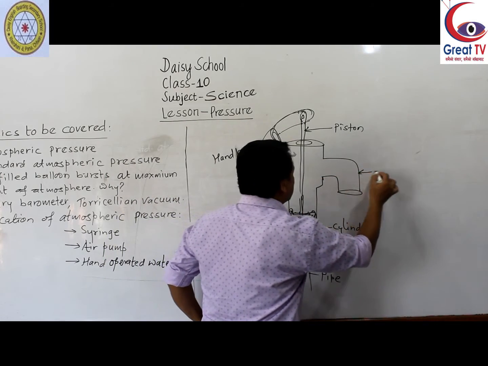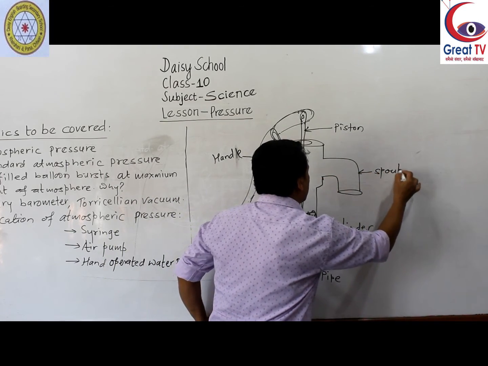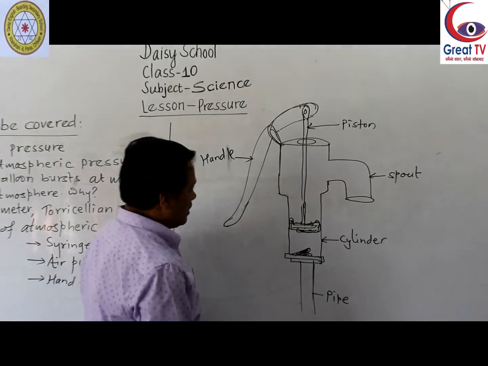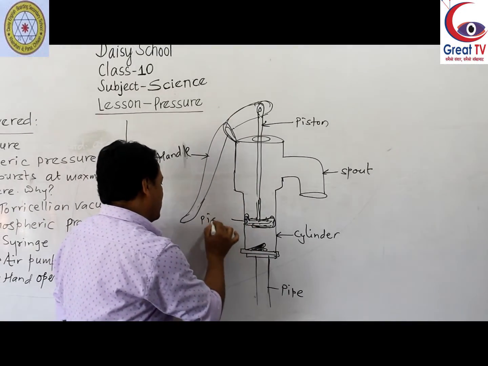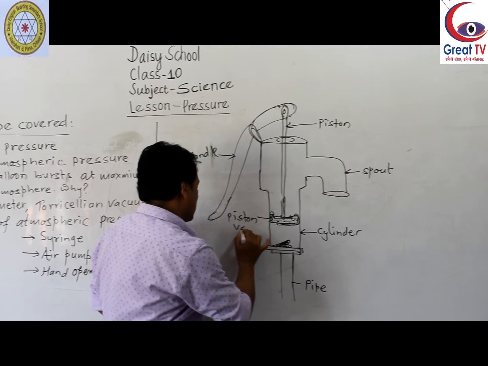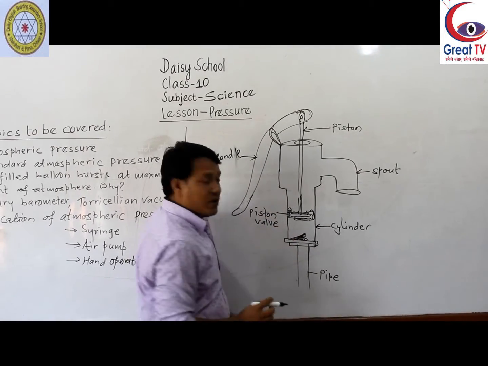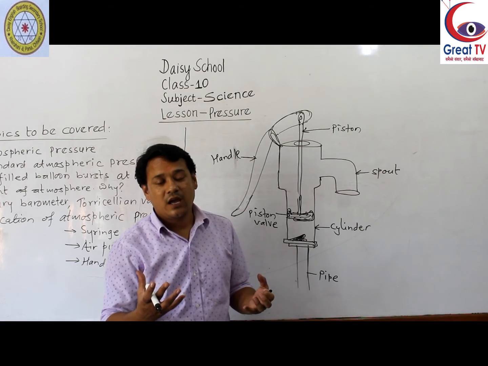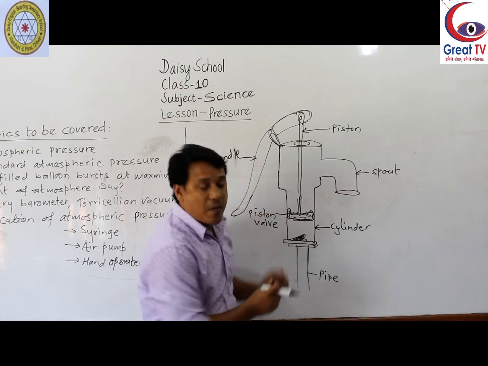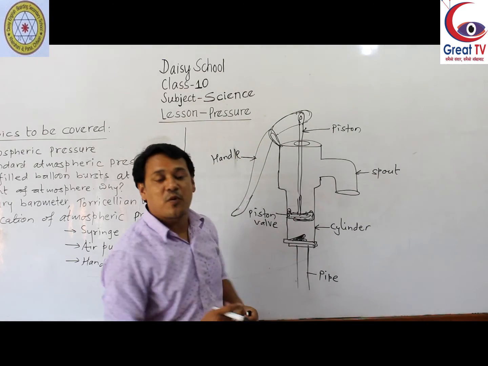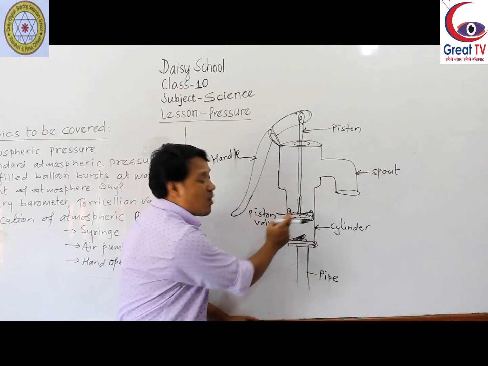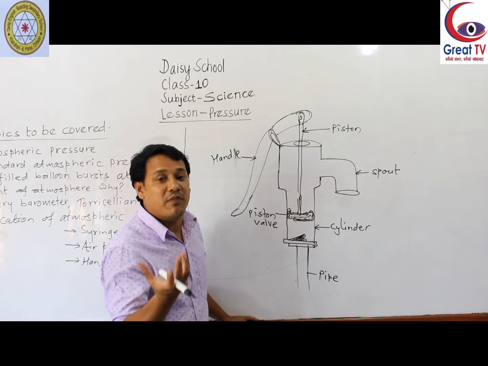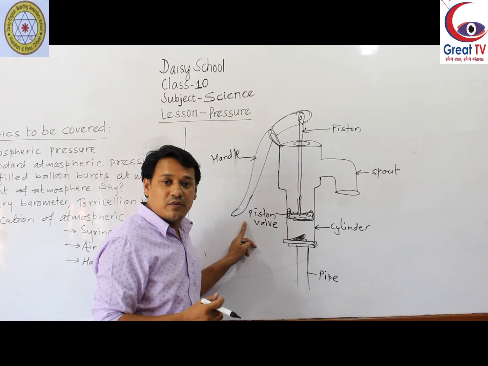It's a spout, and this one is the piston valve. We say washer. If you have this type of tap, this type of water pump in your home, then in our local language we say this is a washer. In the market we can buy a washer. That is the piston valve.